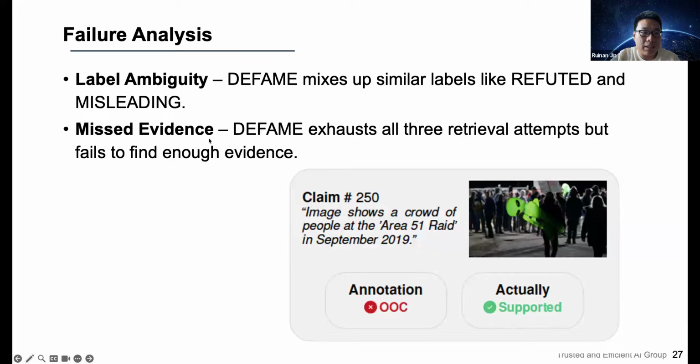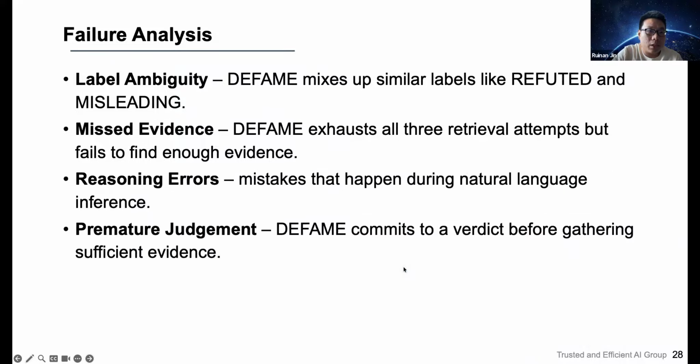And also they have a missed evidence failure case analysis. This is also a general limitation of the fact-checking system. It's basically after the framework exhausts all three retrieval attempts, it can still not find enough evidence. And indeed, some evidence for the dataset is hard to find. So here is a case, where the image shows a crowd of people at the area of 15-1 in September 2019. But just from looking at the image alone, or even after searching in Google with this image, they find no evidence here. So this is a general limitation of the fact-checking framework.